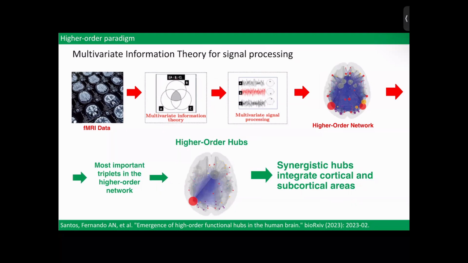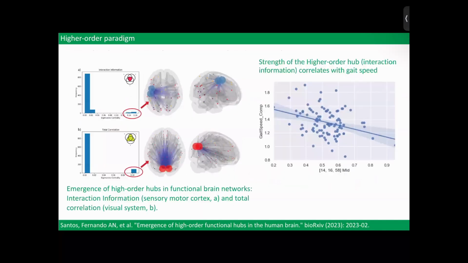We found that the synergistic hubs typically integrate cortical and subcortical regions. This was in agreement with previous studies. And then if one looks at more redundant hubs, then we recover other types of networks. There are different types of information theory measures that one can use, and different networks that are well known from previous resting state studies are found. In this case, for instance, using this total correlation between 3 sets of variables, one recovers the visual network.